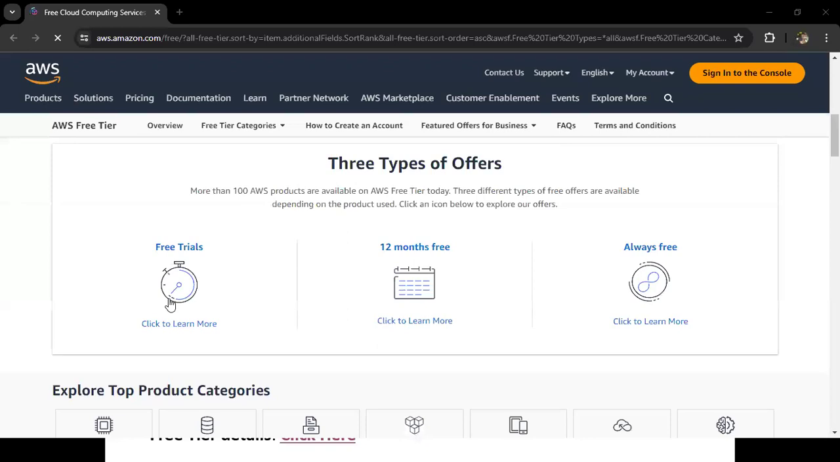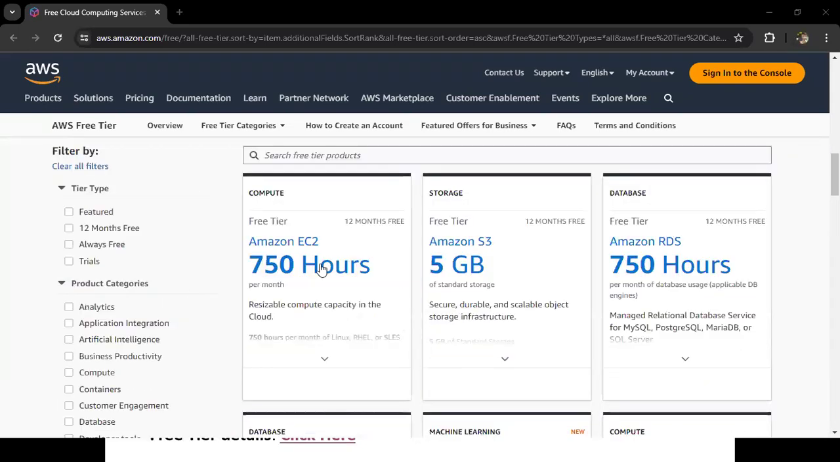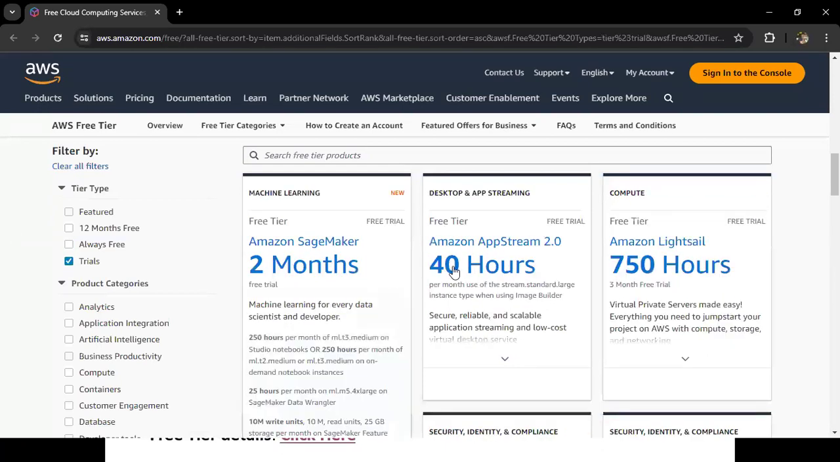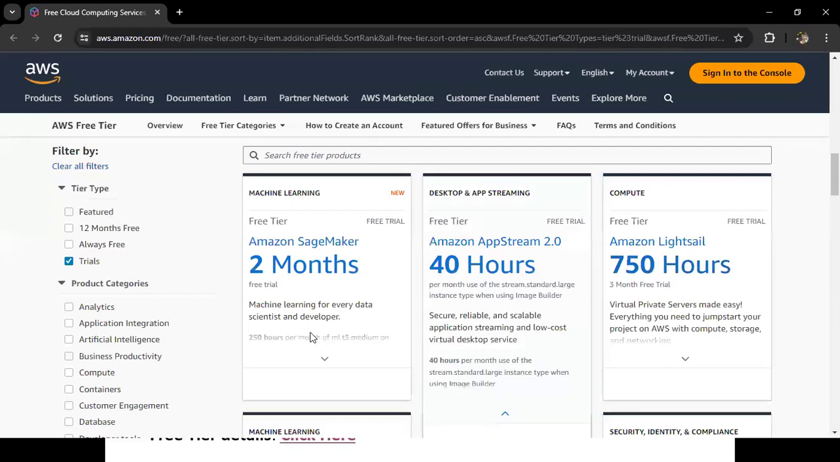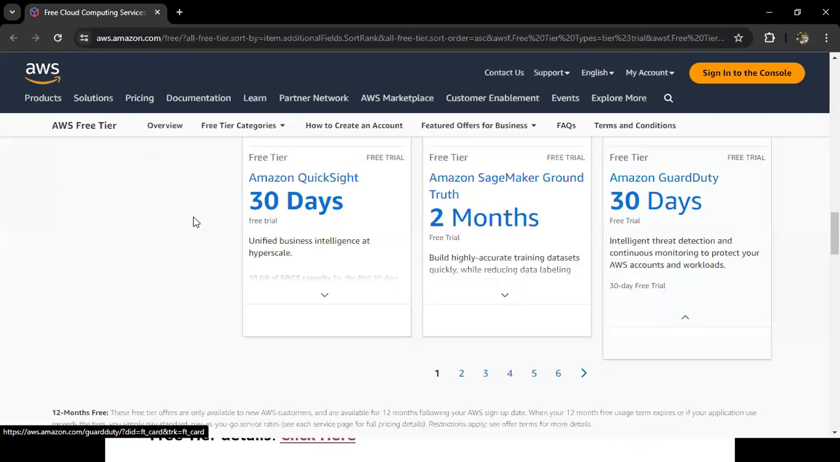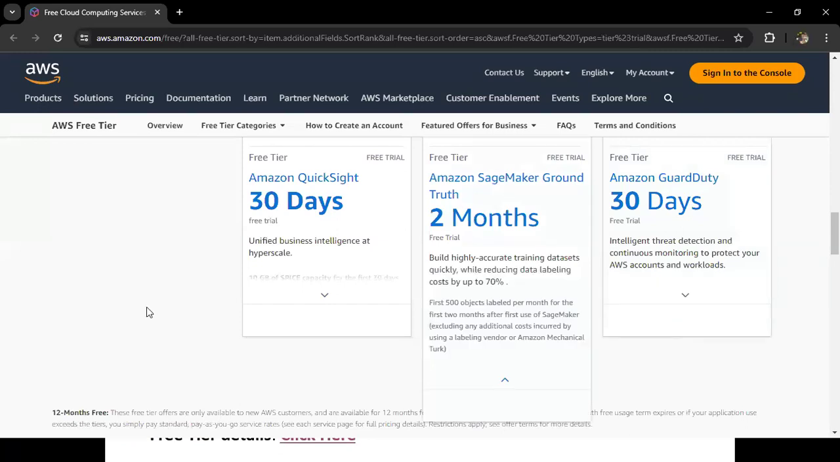So 3 types of offers: free trial, 12 months, always free. Here I am getting the services. You can filter also by 12 months free, always free, trial one. 2 months, 40 hours, 750 hours, 15 days, 30 days, 2 months, 30 days, 30 days. So like this, you have trial period services.